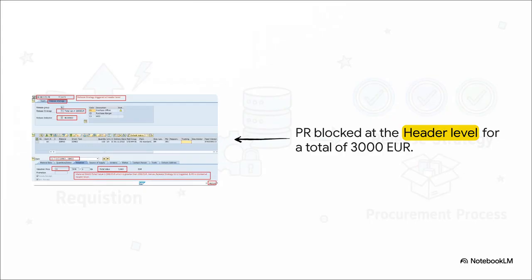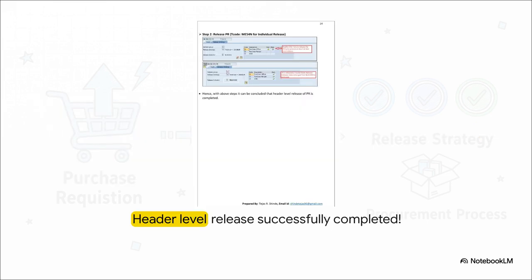And there it is. We created a new PR, and the combined overall value hit 3,000 euros. Since that's above our 2,000 euro threshold, strategy S1 triggers instantly. But this time, it doesn't just block a single item, it locks down the entire document at the header level. No one is going anywhere, nothing moves forward until the gatekeepers say so. Once our trusted gatekeepers, C1, C2, and C3, step in through transaction ME54N and provide their approvals, the status shifts to a glorious, beautiful release. The header level release is totally complete, which means we did it.